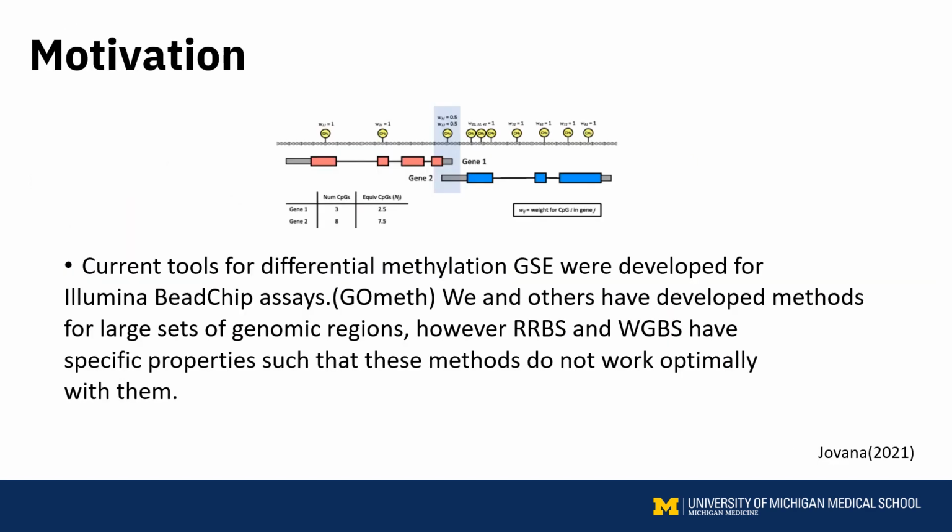Although some older tools have been developed for differential methylation gene set enrichment testing, almost all of them are designed for the Illumina BeadChip assays. We and others have developed some methods for large sets of genomic ranges gene set enrichment testing. However, reduced representation bisulfite sequencing data and whole genome bisulfite sequencing data have specific properties, so those methods do not perform well for those types of data.